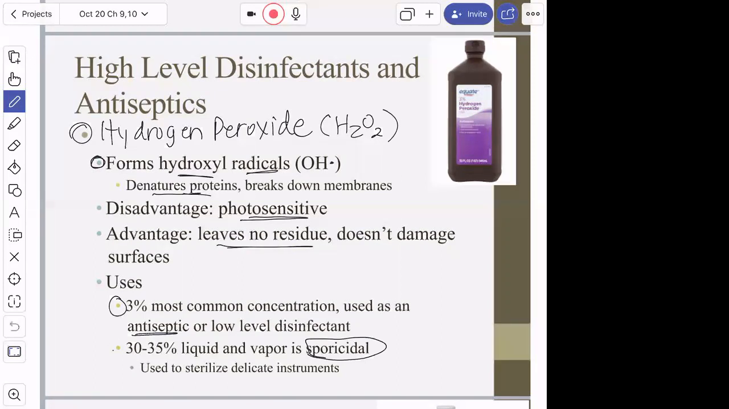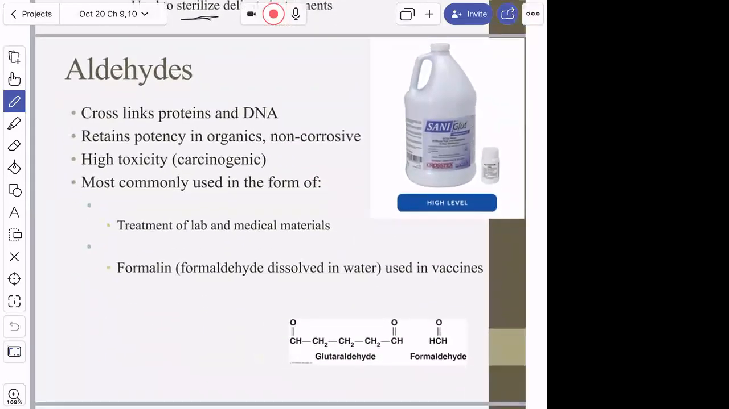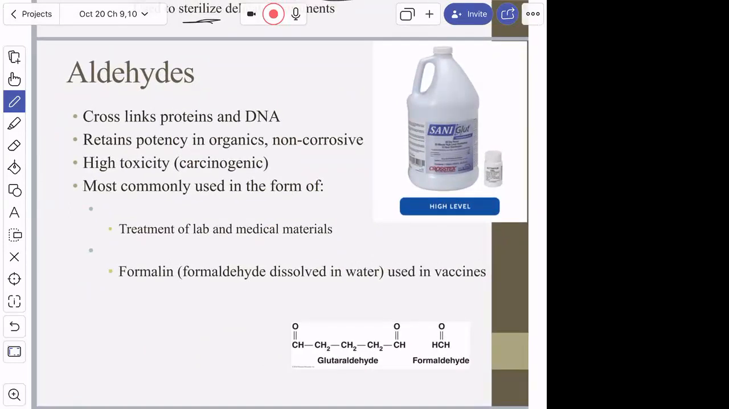We can use it at a little higher concentration as a liquid or even as a vapor, especially for sterilizing instruments that you can't put in the autoclave that would be sensitive to heat. This is a really good tool. Okay. Probably chemicals that you have a little less contact with are the aldehydes. It's another high level. They're always used as disinfectants.